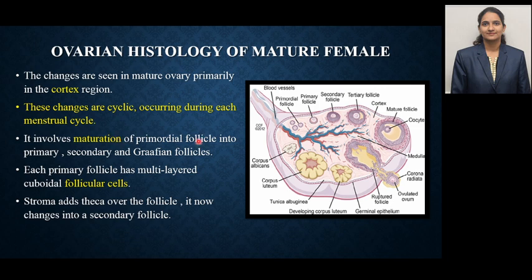It involves maturation of primordial follicles. Primordial follicles are nothing but oogonia surrounded by follicular cells. Then primordial follicles mature into primary, secondary, tertiary and Graafian follicles. See, this primordial follicle matures to form the primary follicle, then the secondary follicle, tertiary follicle and Graafian follicle. Each primary follicle has multi-layered cuboidal follicular cells. This growth or maturation phase occurs due to these layers of follicular cells.